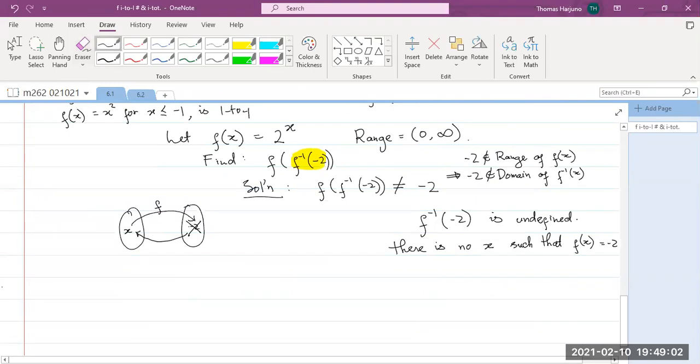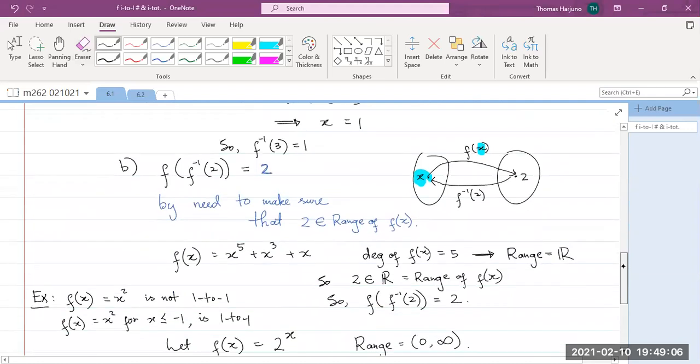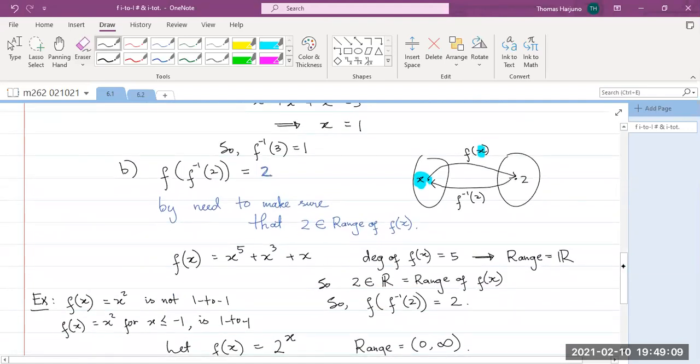So for part B, do we also have to prove that it's continuous and one-to-one? No need, because they already used the notation of F inverse. It means the one-to-oneness is already being assumed, even by them. What we need to show is only that 2 is in the range of the function. That's all we need to show.